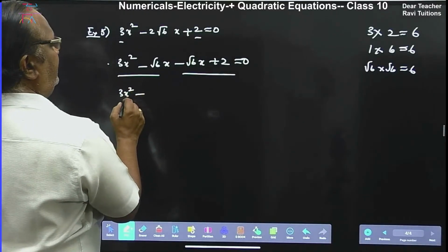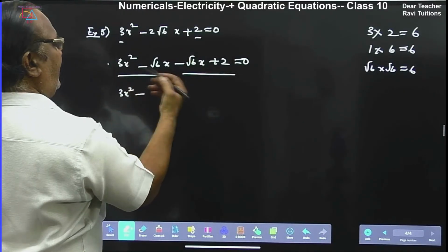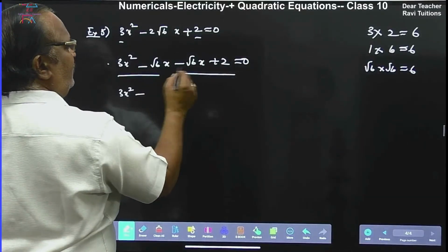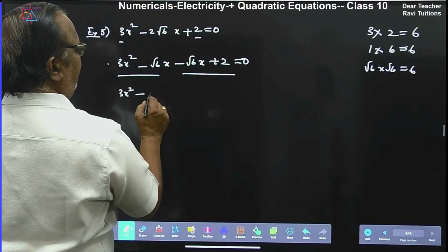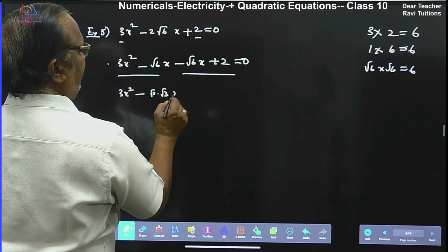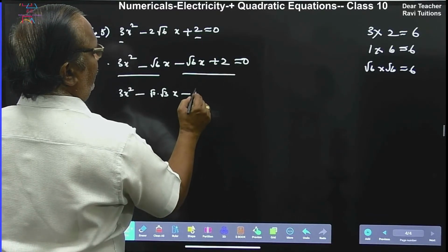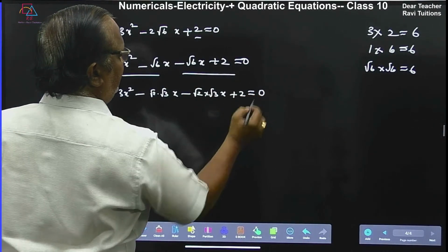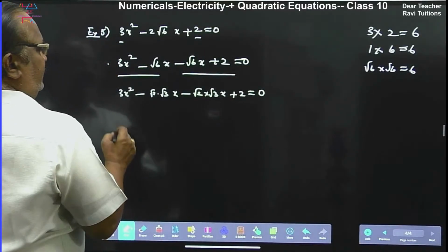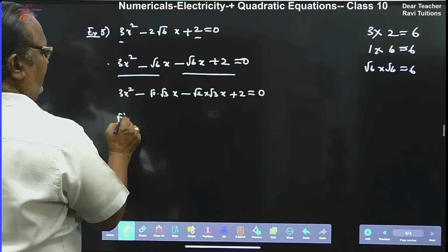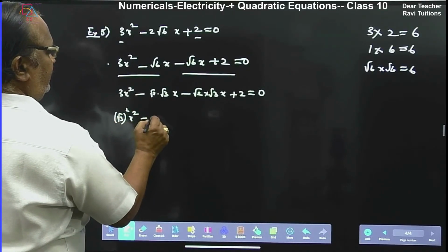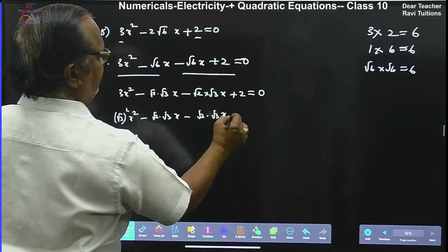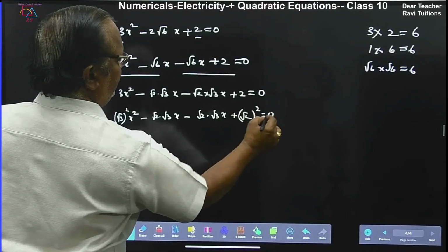If I take common, I won't be getting 3 anywhere as common factor. I have to change this form, root 6, root 2 into root 3 x, root 2 into root 3 x plus 2 is equal to 0. So then I will take root 3 x whole square, x square, root 2 into root 3 x, root 2 into root 3 x, root 2 whole square is equal to 0.